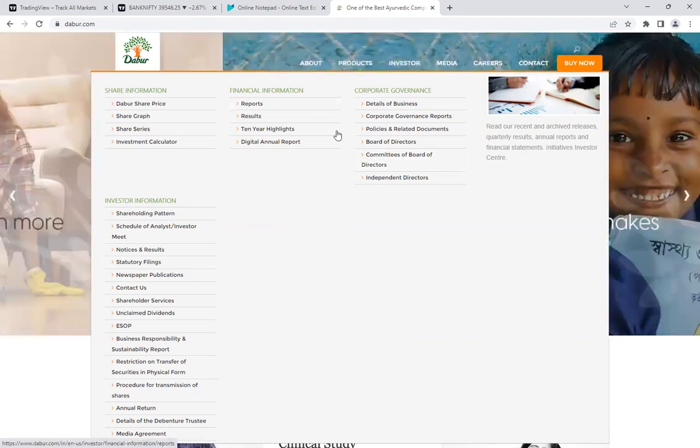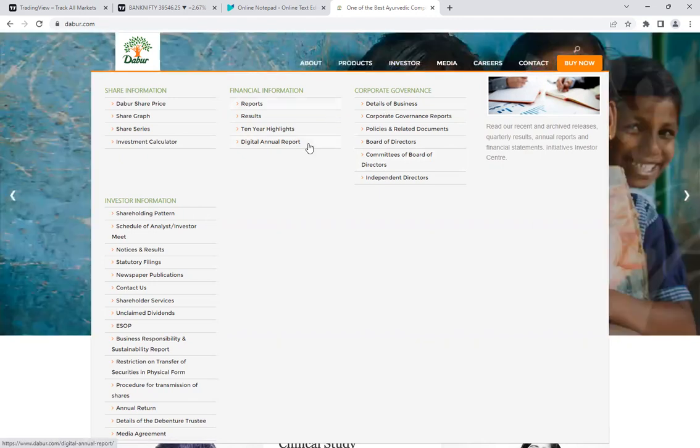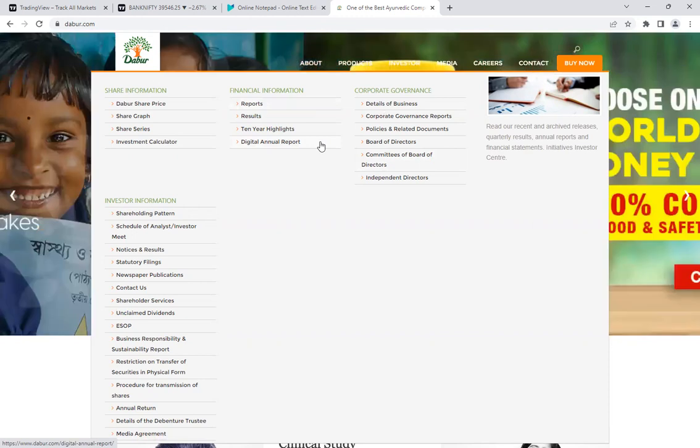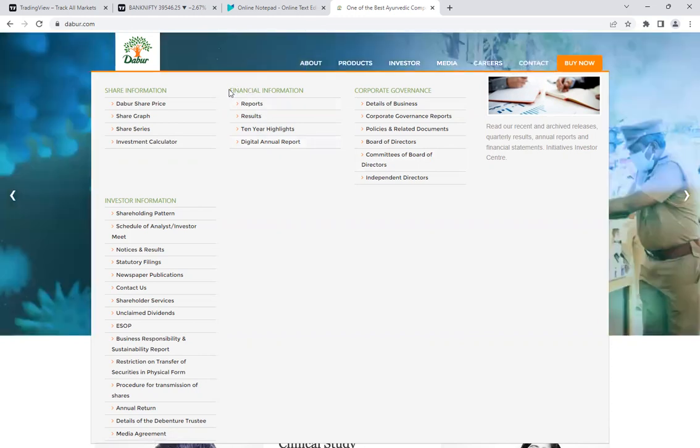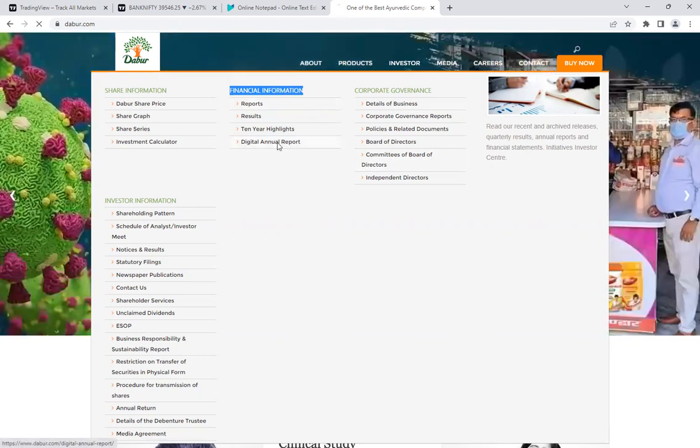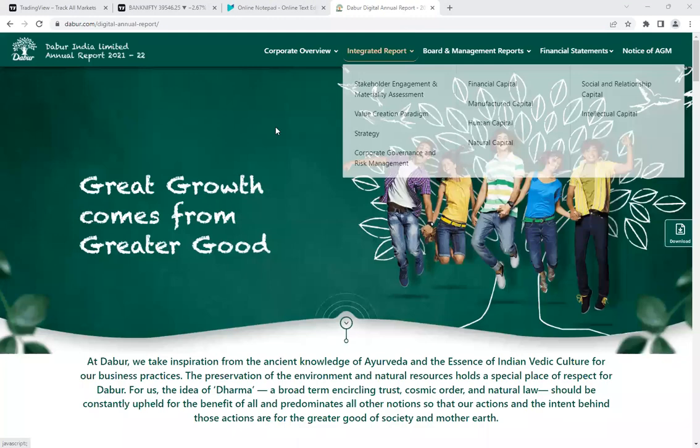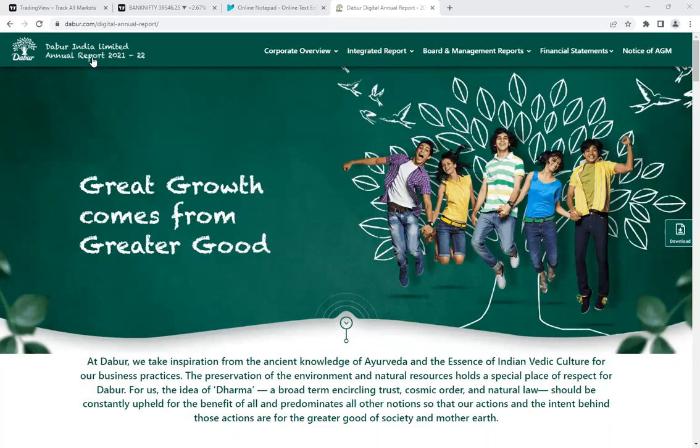so that they can understand the performance of what the company is doing from the last 3 months or 1 year, everything. Like that we can assess the performance of the company. So here in the financial information, let me go to the digital annual report. So this is the annual report of Dabur Limited for the year 2021 to 2022.